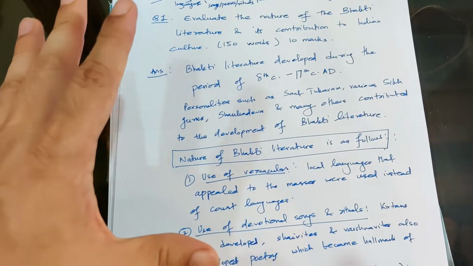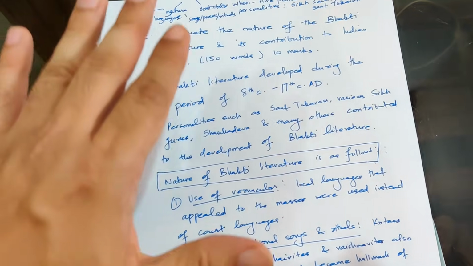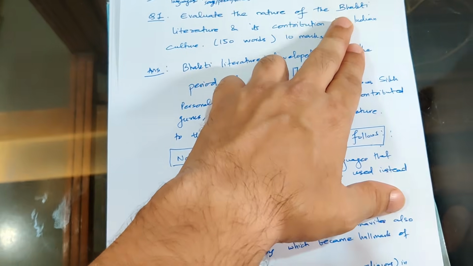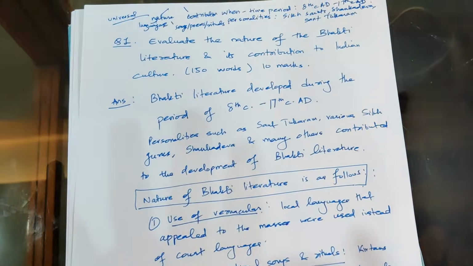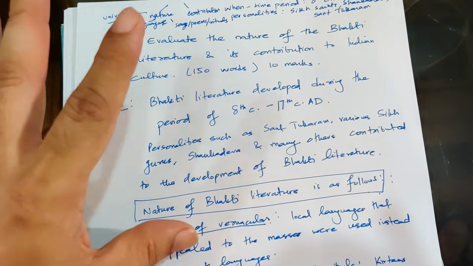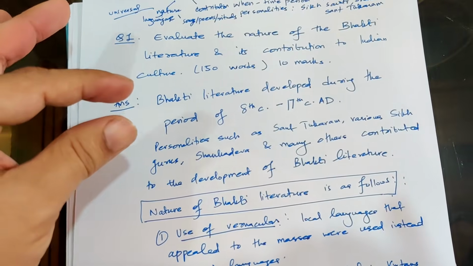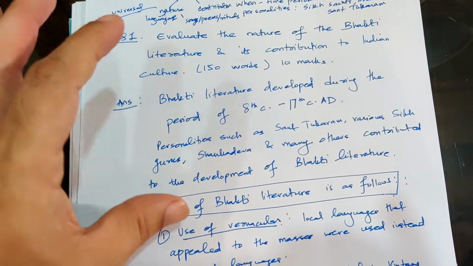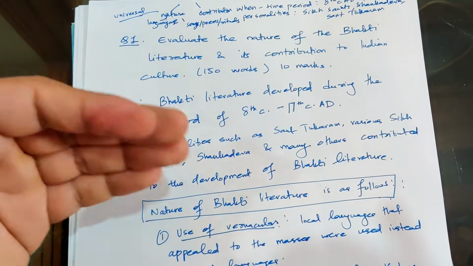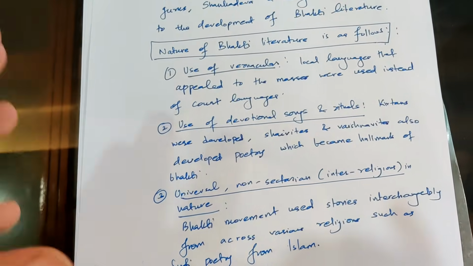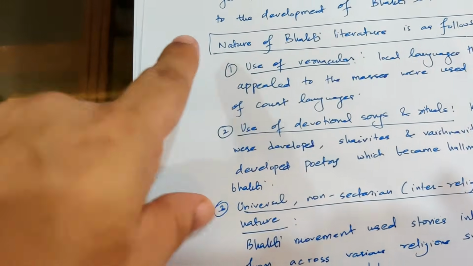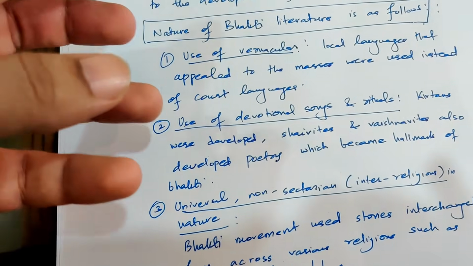So now again, revising what we have studied so far. The two keywords are nature and contribution. The main concept is Bhakti literature. In the introduction, define the main topic or the main thing that has been asked about. So here I have defined Bhakti literature in very short. कब से कब तक था? Number one, when to when, and number two, what were the main personalities. Similarly, you can use this technique for any history question also. Now what about the nature? Nature is one part and contribution of Bhakti literature is the second part. So in nature, I have defined that what was the nature of Bhakti literature.